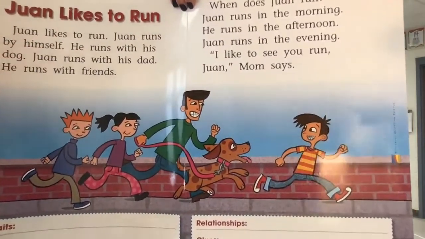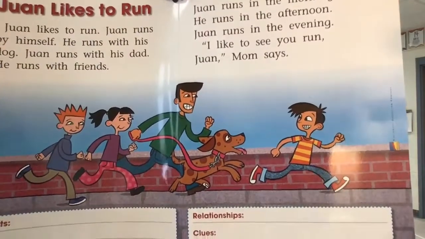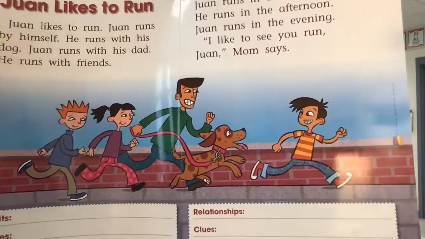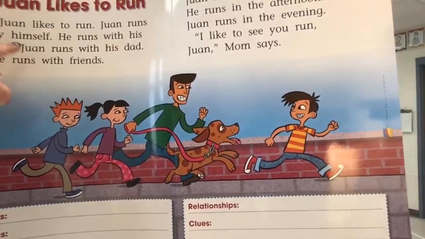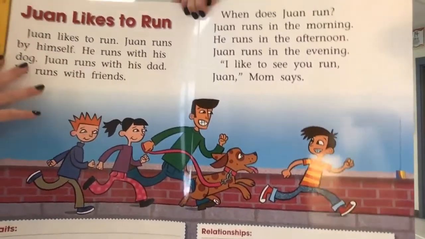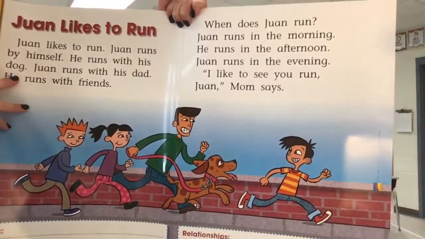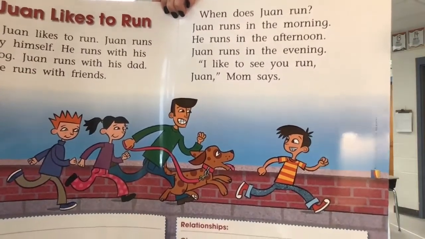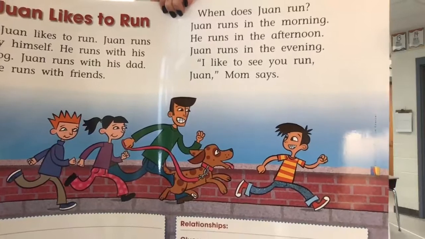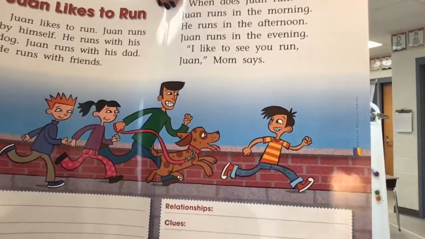Juan likes to run. Juan runs by himself. He runs with his dog. Juan runs with his dad. He runs with friends. When does Juan run? Juan runs in the morning. He runs in the afternoon. Juan runs in the evening. "I like to see you run, Juan," Mom says.